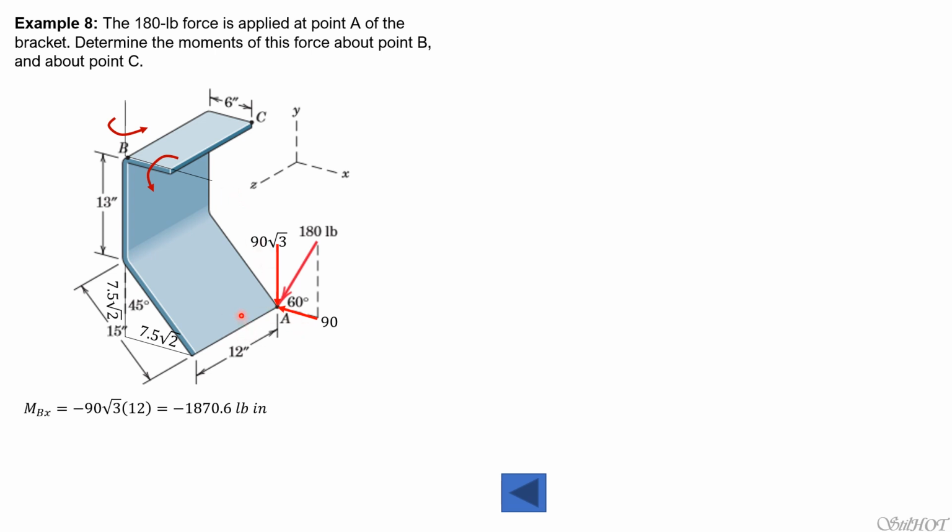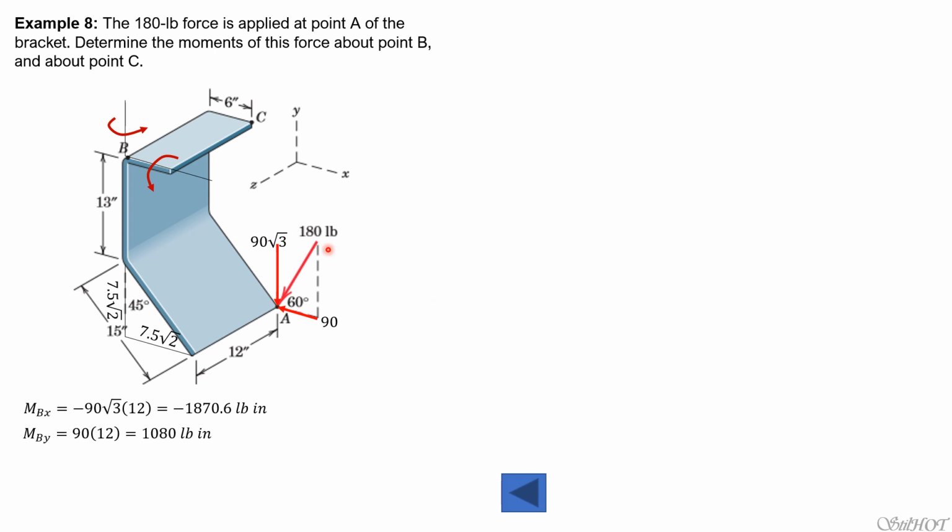And it is positive. So try to curl your forefingers. The 90-pound force will rotate in that manner, same as that rotation there. Therefore, the moment of the 90-pound force would be positive. And it is 90, the moment arm is 12 again. So 90 times 12. MBy equals 90 times 12, so it is 1,080 pound-inches.